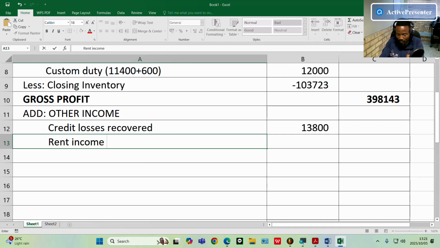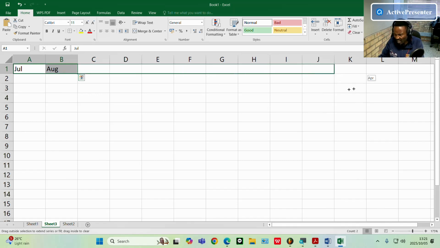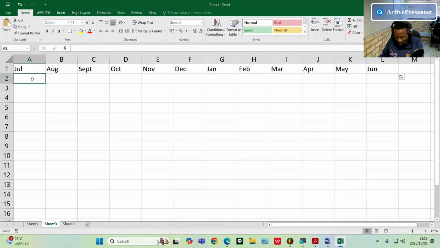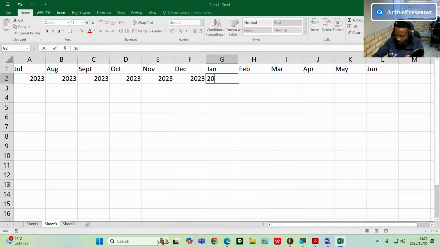So rental income. Let me just go to another sheet to do the calculation, right? So allow me to use this other sheet to do the calculation. Obviously it starts from 1 July, so I'm just going to say July, and then up until June. So this is 2023, so this will all fall under 2023, while this will fall under 2024.